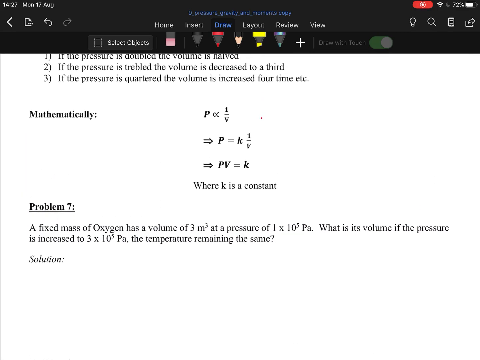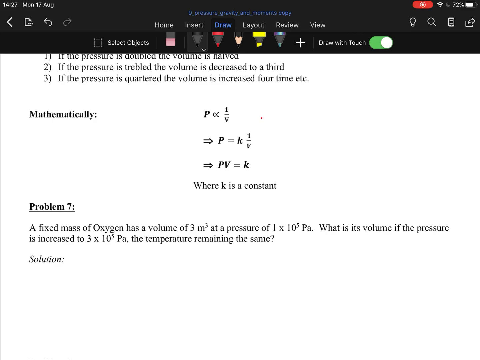Right, and then your equation is in the log tables. P is proportional to 1 over V, and you can convert that to PV is equal to K, K being a constant, given the temperature of the liquid, the gas, the container, everything is constant. Okay, so how do we answer these kinds of questions?